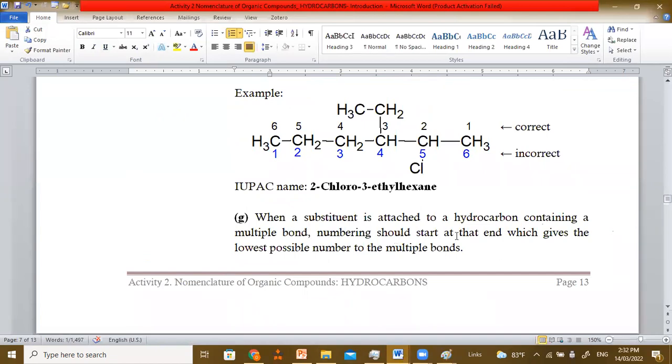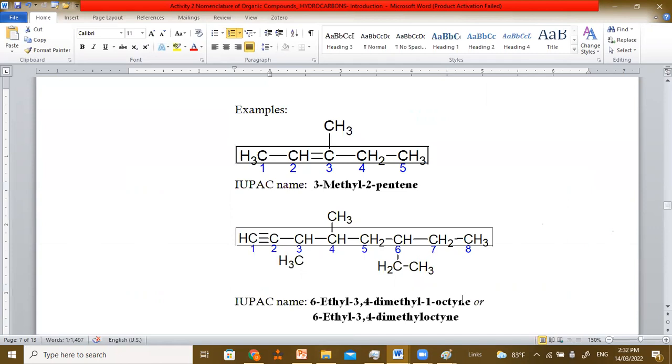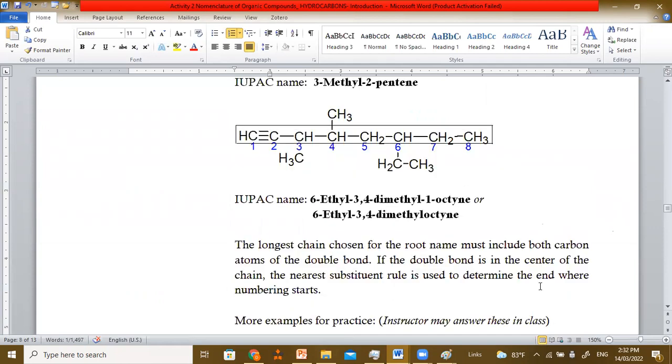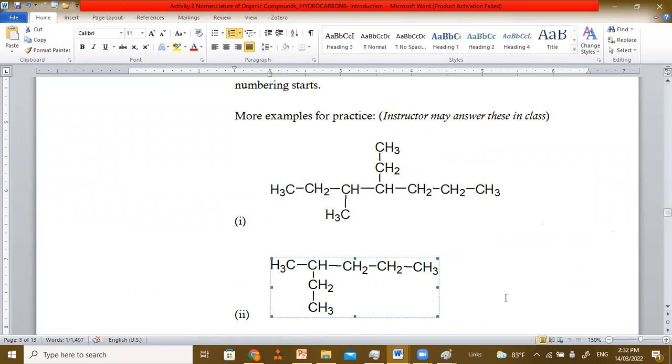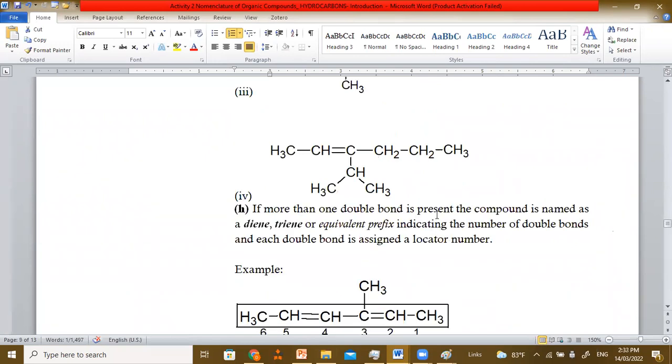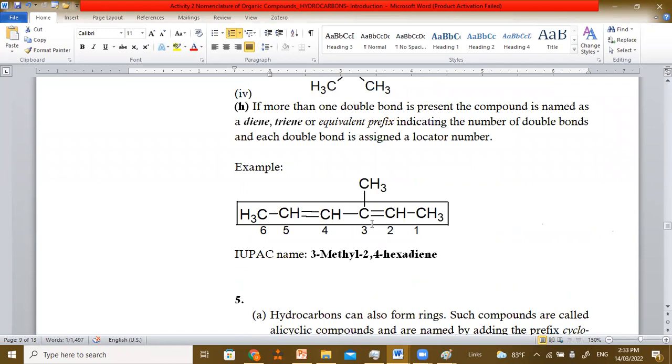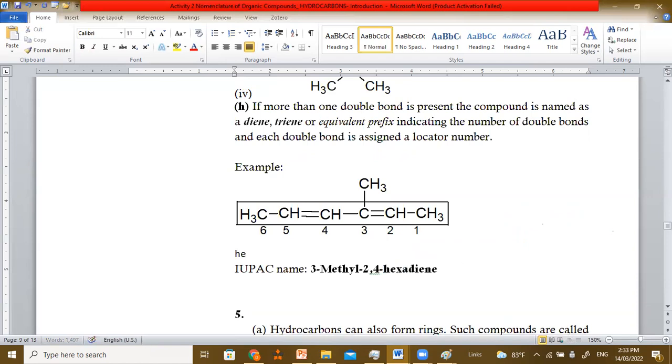When a substituent is attached to a hydrocarbon containing a multiple bond, numbering should start at the end which gives the lowest number to the multiple bonds. I've already mentioned that one. And there is another one. If more than one double bond or triple bond is present, the compound is named as diene, triene, or equivalent prefix. For example, here you have 1, 2, 3. That should have been hexane, but since there is a double bond, we should have named this one as hexene.